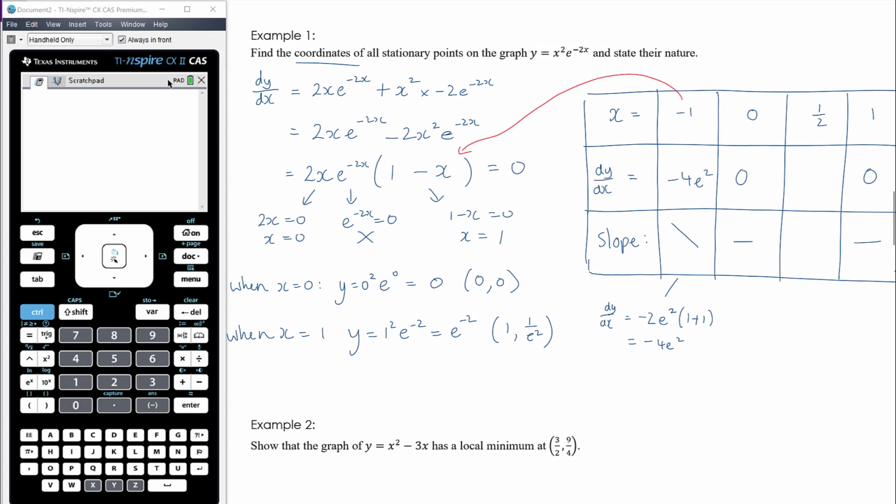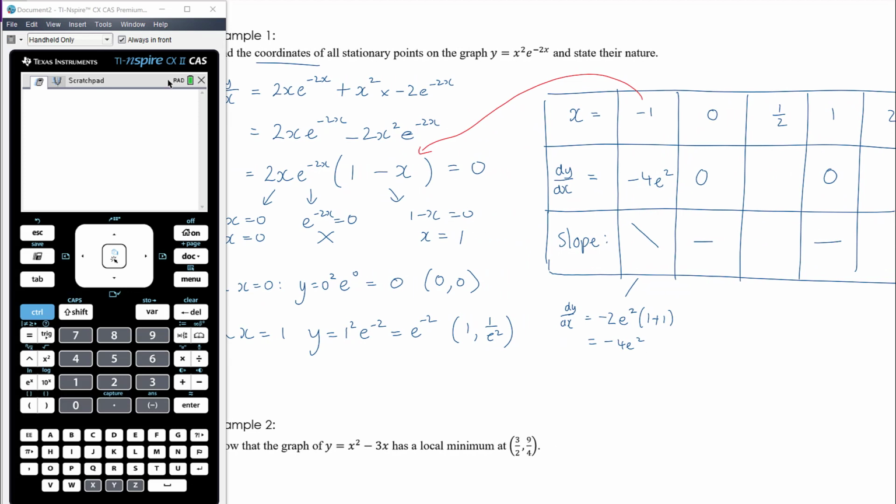All right, when x is a half, let's think about the derivative. Sorry, it's not that one, it's this one. So dy dx will be 2 times a half, so I'm using this bottom line here. 2 times a half, so that's just 1. e to the -2 times a half, so e to the -1. And then we've got 1 minus a half, so that's going to be half. So we have half e to the -1, which is 1 on 2e. Okay, there's nothing negative there. It's small, but it's positive. So we have a positive gradient.